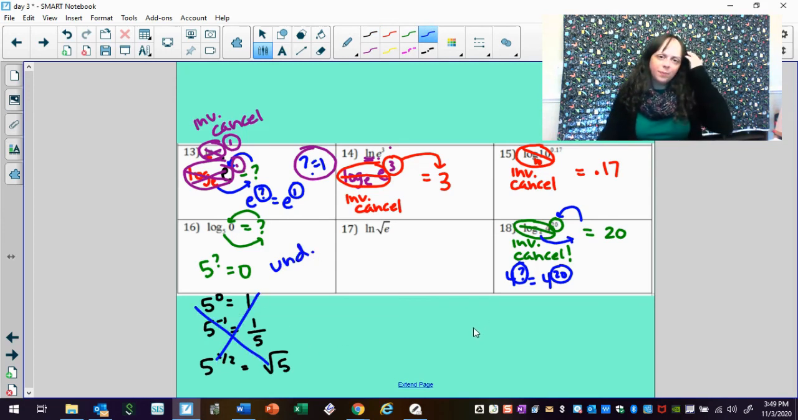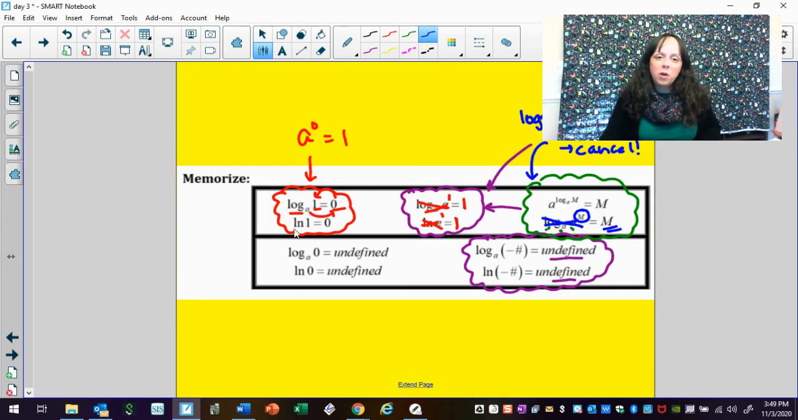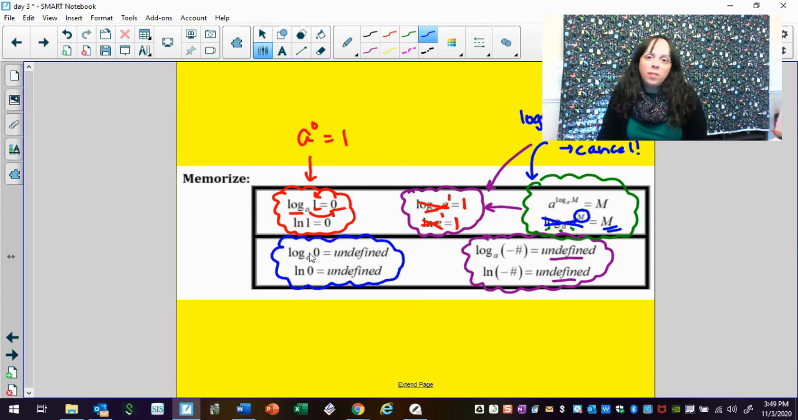It is undefined. If you looked at the bottom of your page, you might have noticed this guy as well. Anytime you're doing a log, no matter what the base is, natural log or any base, when there's a 0 inside the log, it is undefined. It is not possible. You can never do log of 0. You can never do log of a negative number. Both of those are undefined.